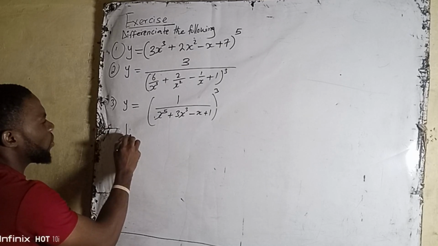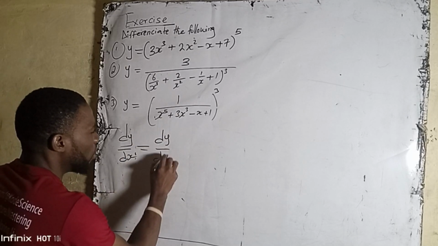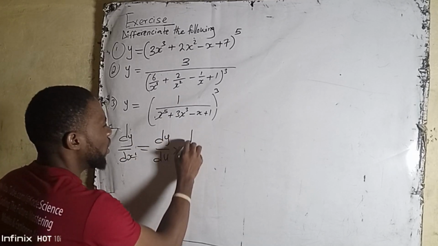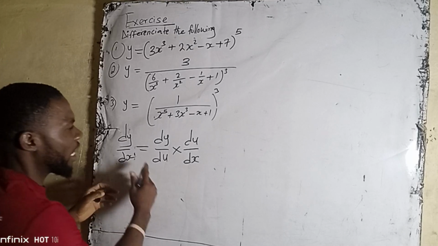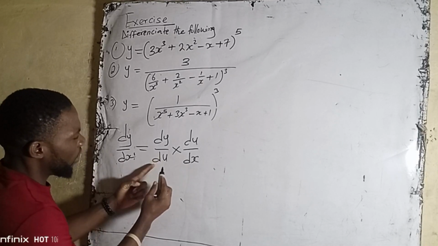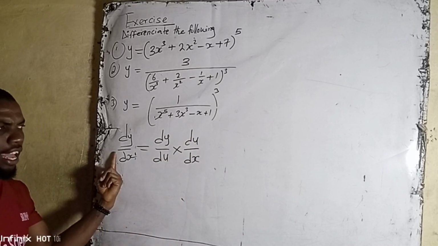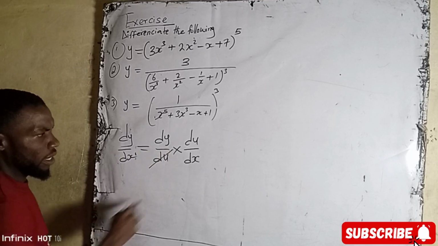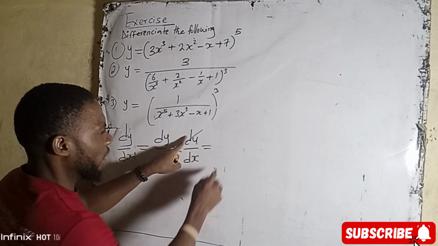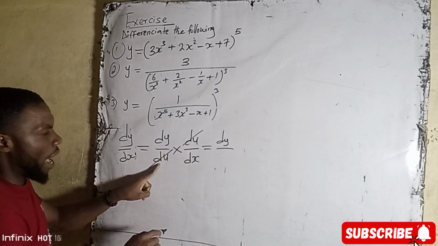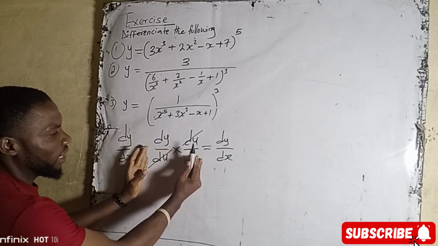The chain rule says dy over dx is equal to dy over du multiplied by du over dx. This is like a chain. If we cancel du with du, we are back to dy over dx. So we end up with dy multiplied by 1 over dx, and we have dy over dx. So you see, back to this equation, it is balanced.